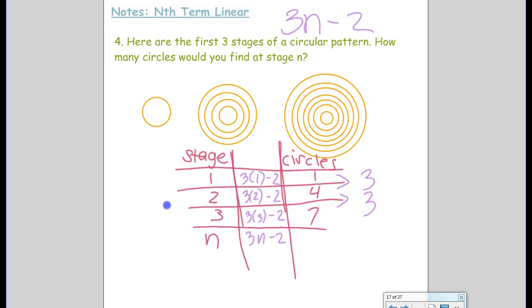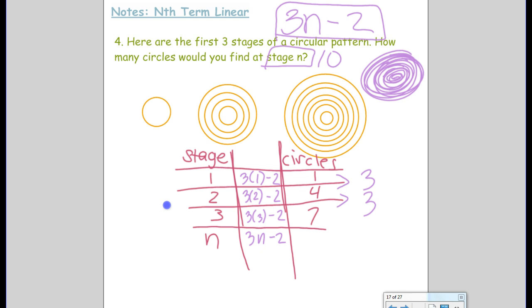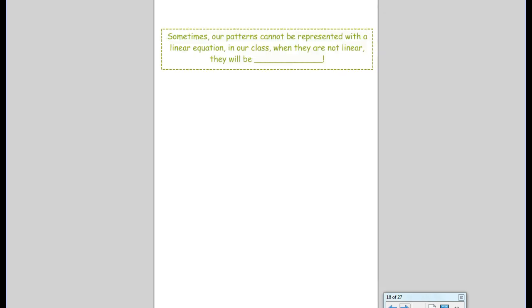So, Claire, give me a number. 10. Everyone find out how many circles are at the 10th stage. 3 times 10 minus 2. There would be 28 circles, and I'm glad I'm not in charge of drawing that. That would take a long time. The answer to how many circles would you find at stage n is 3n minus 2. And then Claire asked how many at stage 10, and you just do 3 times 10 minus 2. It's 28. We just made that one up.